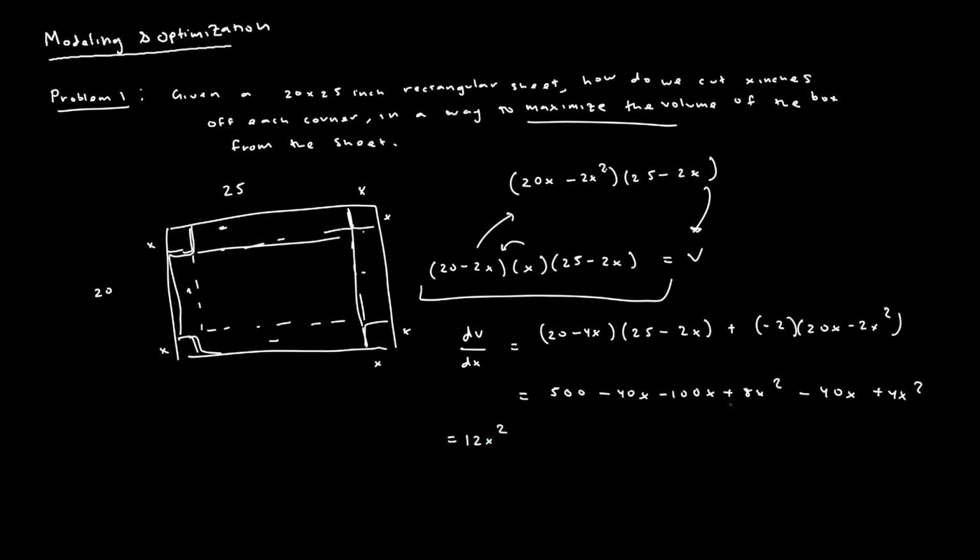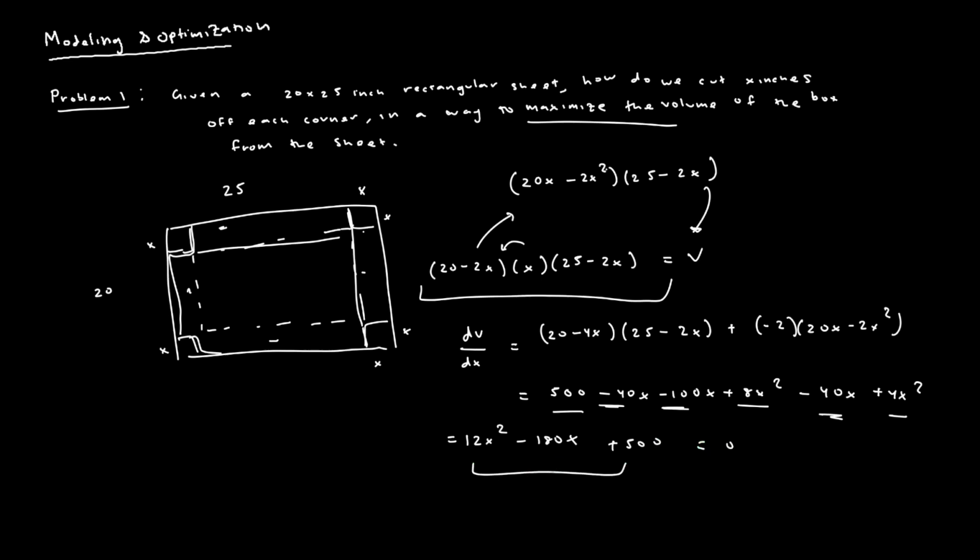Then simplifying all the terms, I get 12x squared, because you have this and this. Then minus 40, minus 140, minus 180, so 12x squared minus 180x, and this is the only constant term, so plus 500. To find the critical points, we have to find where this derivative is equal to 0, or where it's undefined. It's clearly not undefined in any domain, so let's find out where it's 0.